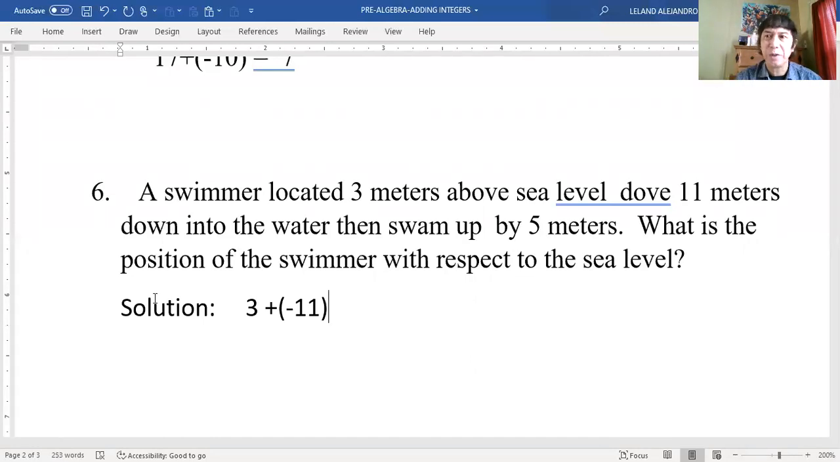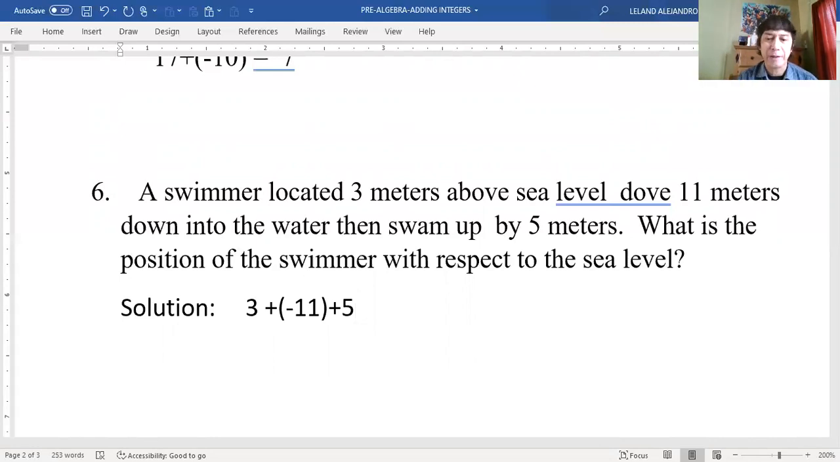So that will be going to the surface. So that'll be plus positive 5 there. What is the position of the swimmer with respect to the sea level? We're now going to combine these positive numbers and negative numbers and come up with the answer. If it's a positive, then the swimmer went above the sea level. If it's negative, it's below the surface.